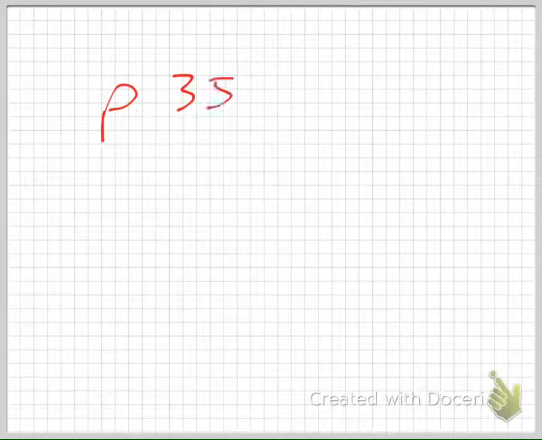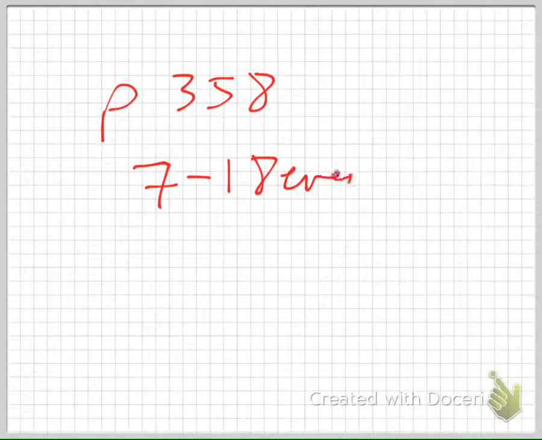I think you guys are good enough to do this. I'm going to go ahead and give you your homework now so you can get started. It is page 358, 7 through 18 even. Now, one of them does not come out as whole numbers. One of them. Okay, I'm just going to tell you that one doesn't.